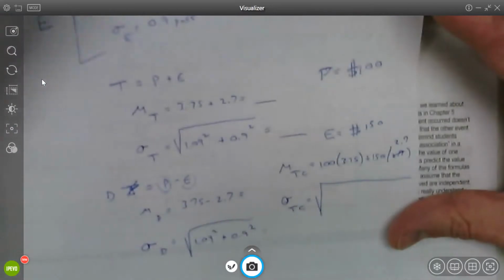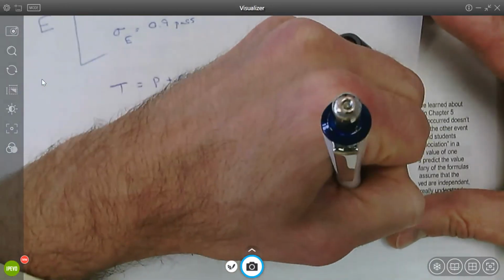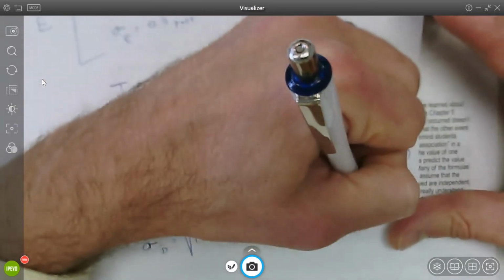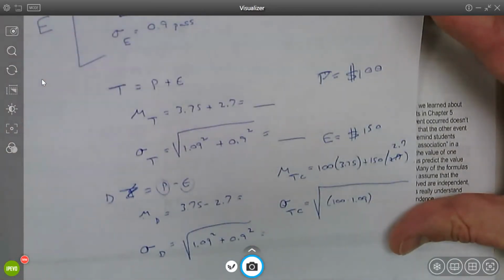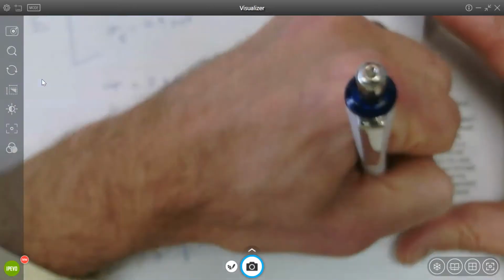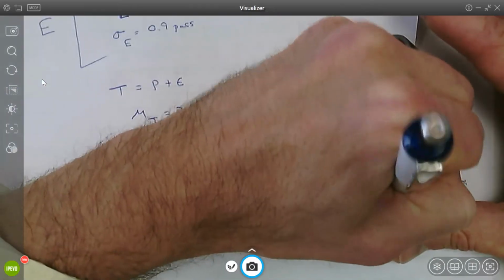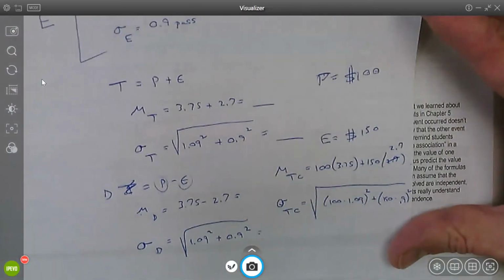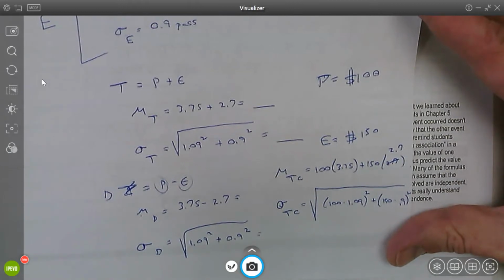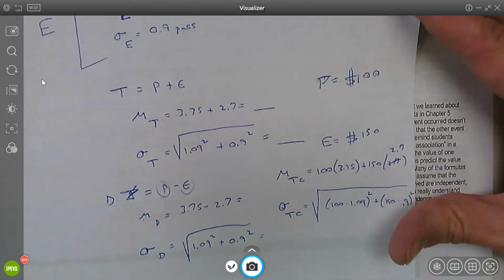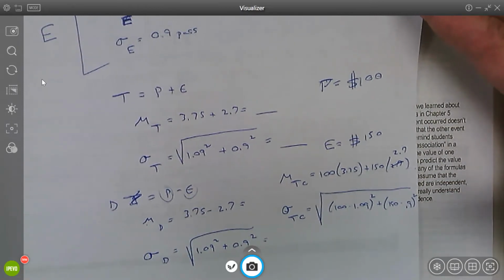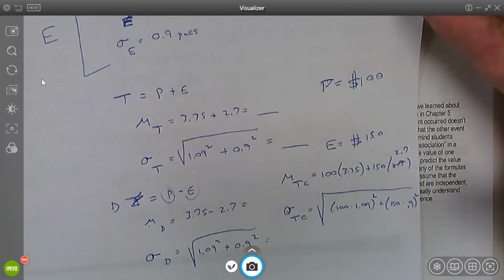So the new standard deviation would be 100 times the 1.09. That's the new standard deviation. Standard deviation is affected by rescales. But I need the variance, so I'm going to square that. Same idea for Aaron's, 150 times the 0.9, and that's squared. And I'm summing that up. I'm always adding variances. So that pretty much goes through all the different types of situations that you're going to see when it comes to random variables and shifts and rescales.